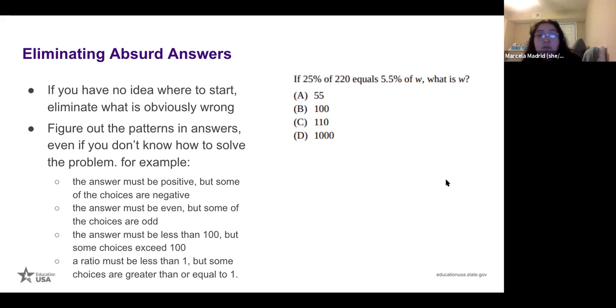So if you don't know what the answer is, you might be able to tell, oh, I definitely know this has to be less than 1. And if some of the answer choices are more than 1, you can automatically take those out and focus on the other. So here is an example.